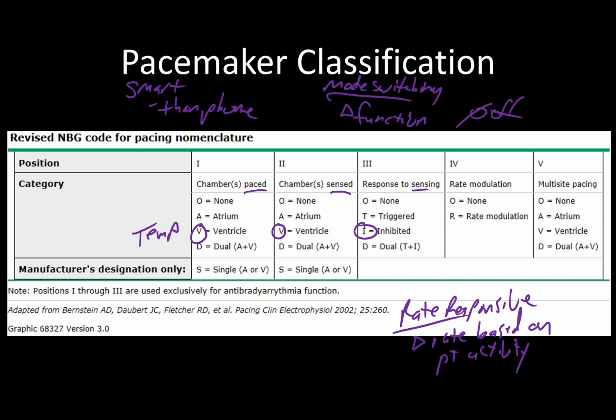Your higher end ones would be your DDD, which would be sensing both atria and ventricle, pacing both atria and ventricle, inhibiting accordingly, and additionally, if you've got rate modulation, or in addition to multi-site pacing. It looks at the atria. If the atria paces, it does something. If the atria does something, then it doesn't fire. And same with the ventricles. So you could see this as that Cadillac model, where it is able to do everything or do nothing accordingly.